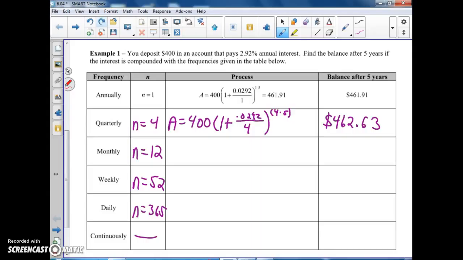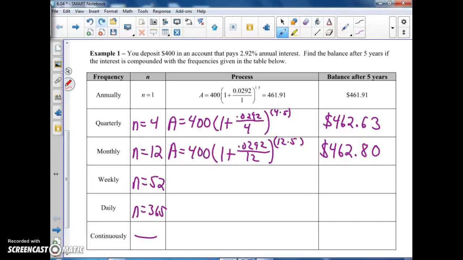All right, so here comes monthly. So A equals 400 parentheses 1 plus 0.0292 over 12, to the 12 times 5 power, or the 60th power. Now go stick those numbers in. Tell me what you guys do. There's not going to be a great deal of difference in the two, but it's still a little bit. So what do you guys end up getting? 462.80. You got it.